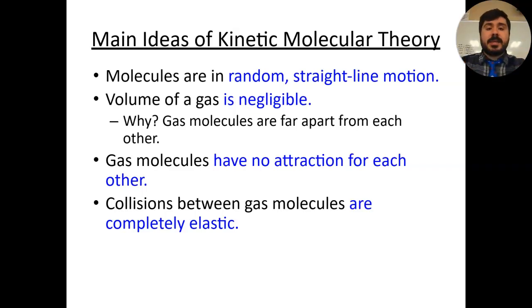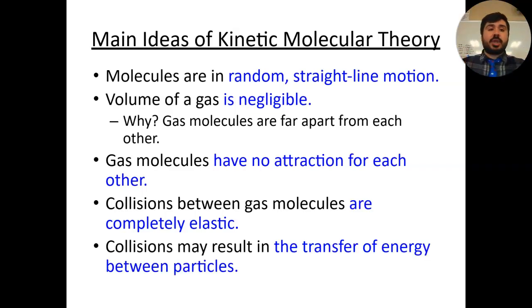Now, when these molecules of gas are in their random straight line motion, like we've got right here, there are sometimes going to be collisions, right? Think about bumper cars, for example. These collisions are what's called elastic collisions. Elastic collisions basically show that there's always a transfer of energy between these particles. So when there are collisions, they're completely elastic, and there's a transfer of energy between particles, right?